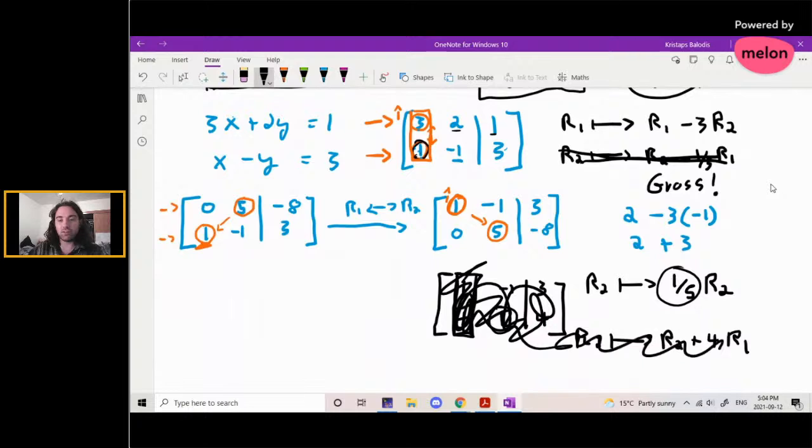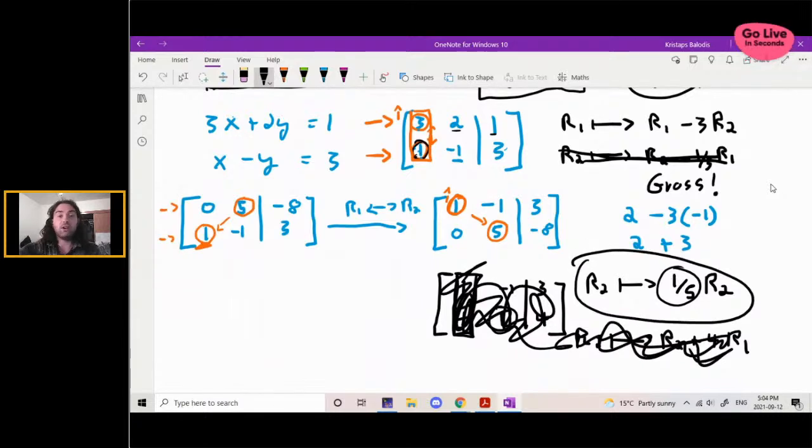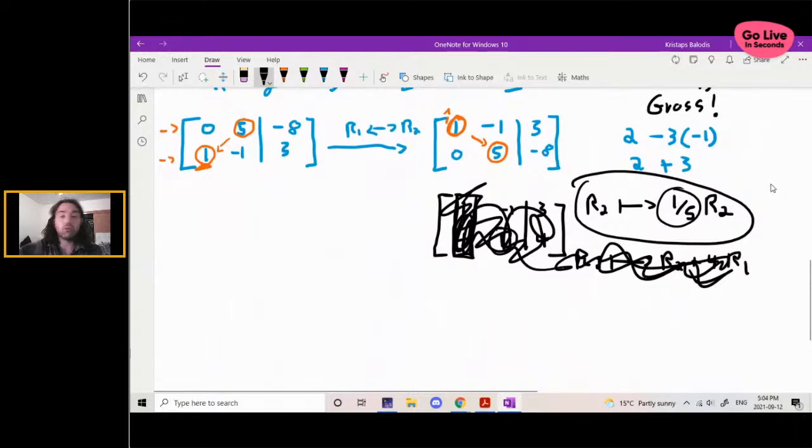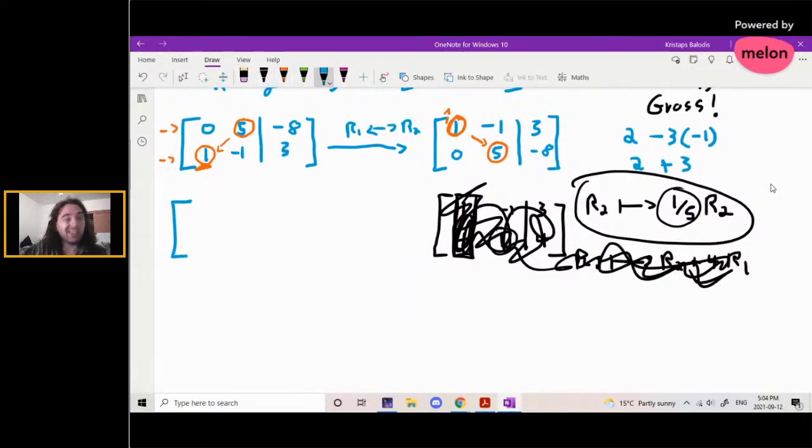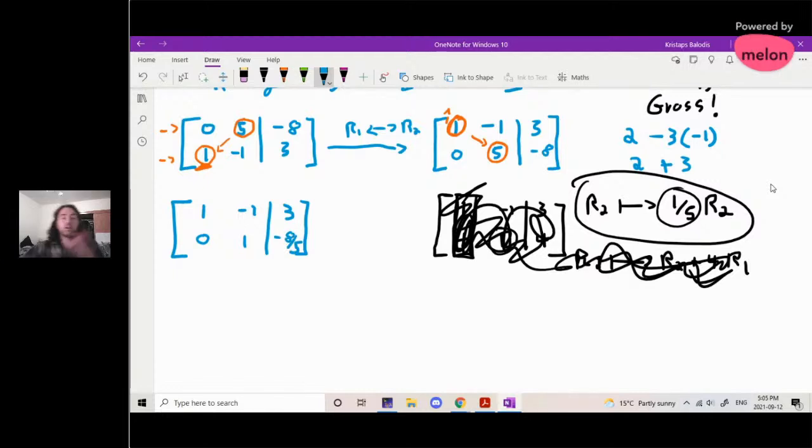We don't want this, but thankfully there is something we can do that's going to avoid this issue. So we're going to do this other row operation. And unfortunately, sometimes you just got to work with fractions. So like I said, avoid them if you can, but sometimes you can't. So 0, of course, divided by 5 is still 0. 5 divided by 5 is 1. And now we get minus 8 over 5. Okay. Could be worse.